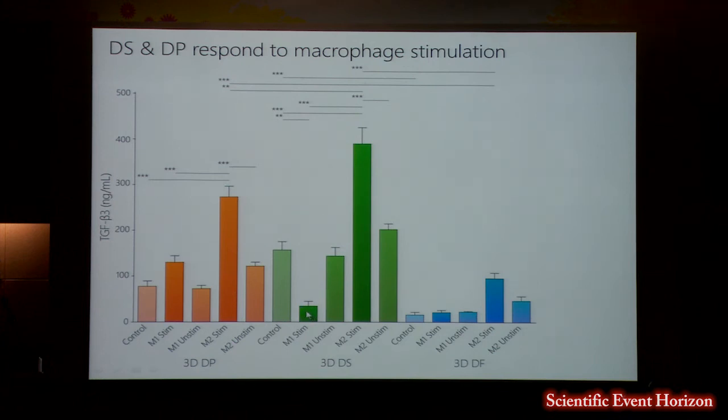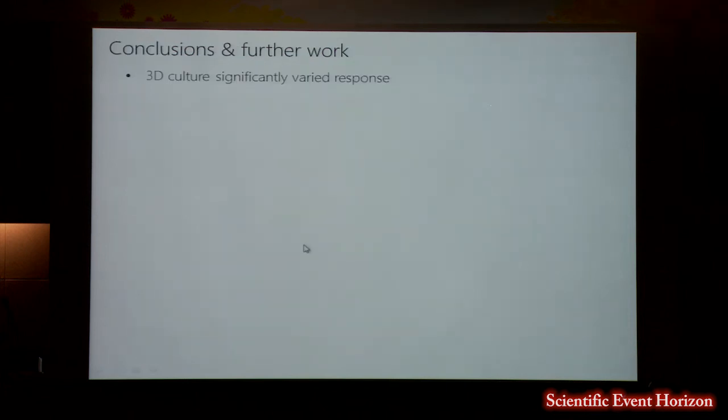But one thing that was really interesting that we spotted in this data was that dermal sheath cells actually respond negatively to M1 macrophage conditioning media. So pro-inflammatory media actually made dermal sheath secrete less TGF-beta3, suggesting that they're very, very responsive to the types of macrophages surrounding them.